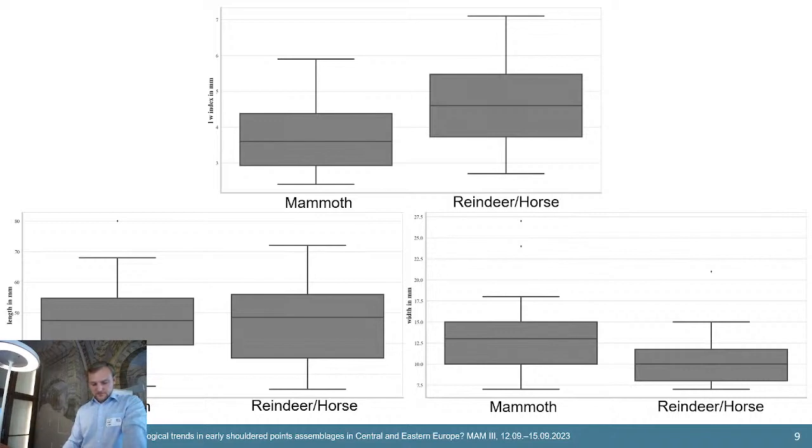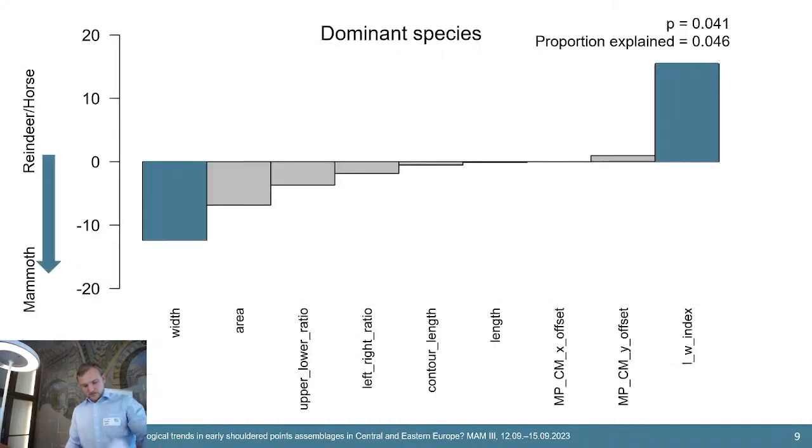We actually found some. The length width index differs by far the most. So up here. As the length for both species is more or less the same, and for sites with dominantly mammoth in the faunal remains, the points are usually wider. The RDA shows the same result as the plot before. Over 4% of the variance in the data set can be explained by the site-dominant species.